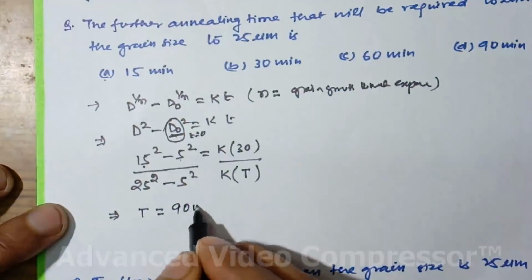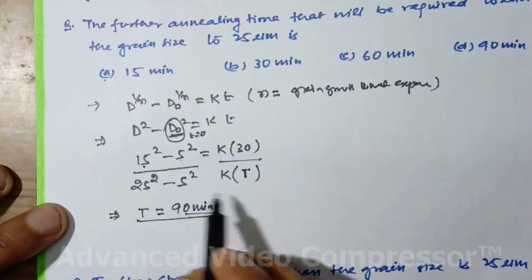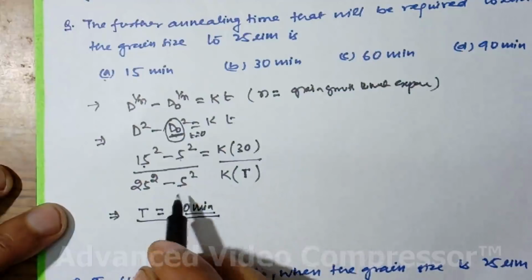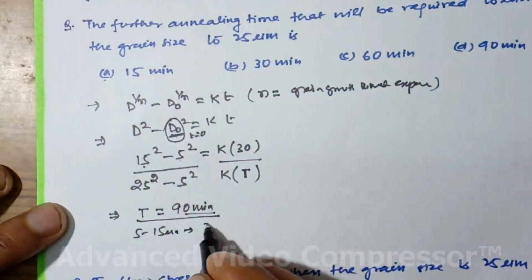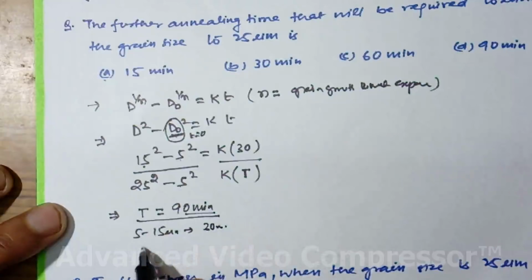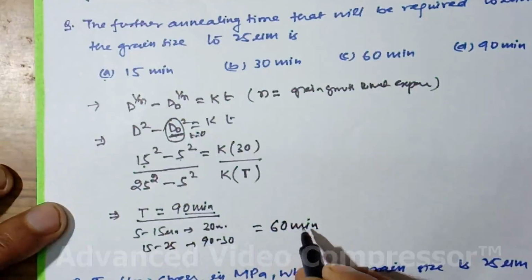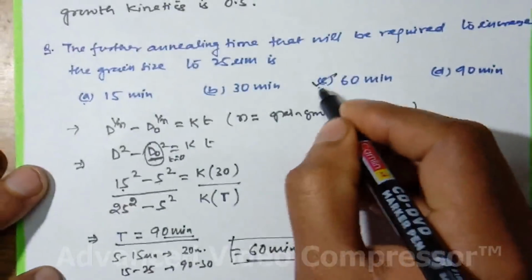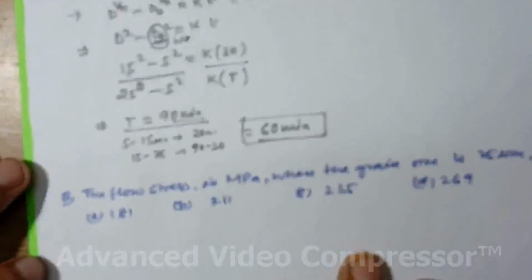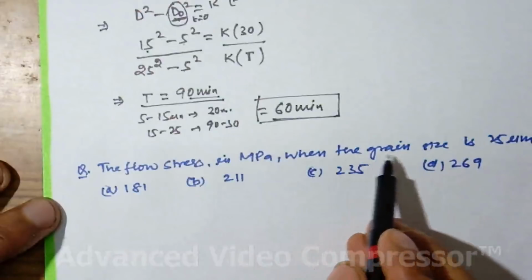Okay, and since this time is the total time from 5 to 25, and we already have time of 30 minutes from 5 to 15 micrometer, what will be the time from 15 to 25? It will be 90 minus 30. It will be 60 minutes. Okay, so 60 minutes will be the answer. So this is the correct answer. Okay, now the flow stress in MPa when the grain size is 25 micrometer is.